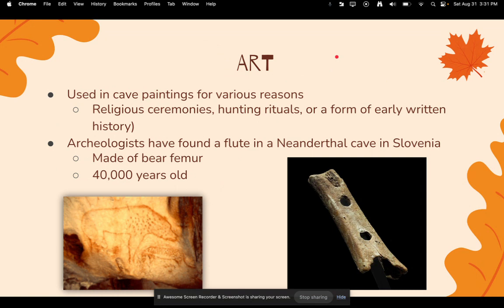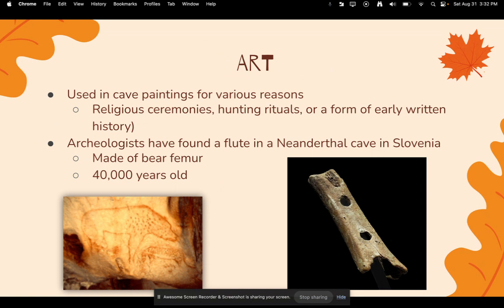So you think art, right? Like, what art? Really? That's so simple. Like kindergartners and preschoolers do art. Yeah, but art is really important for human history because it was used in cave paintings for various reasons, such as religious ceremonies, hunting rituals, or a form of early writing, which would mean history.